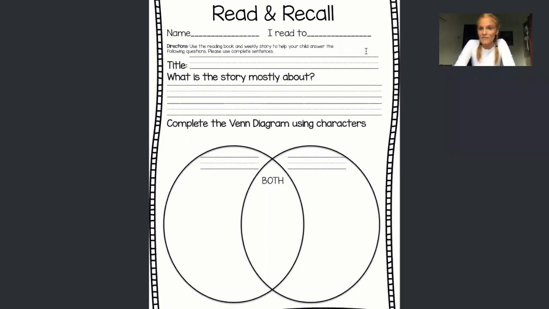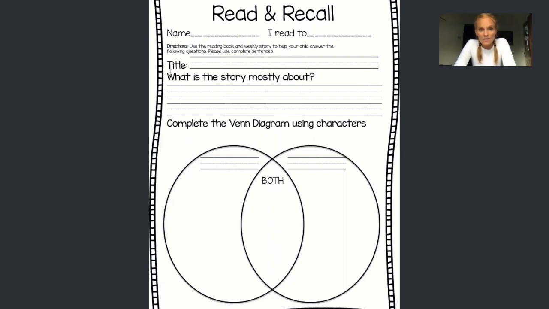Okay, so you should have your worksheet that looks like this. The title of the worksheet is Read and Recall. So I want you to go ahead and write your name. And where it says, I read to, you do not need to fill this out because again, this week was different. We did not read the book, but instead we listened to the story being told by someone else, Kate Durga from grade 6. So you don't need to fill out this spot right here.